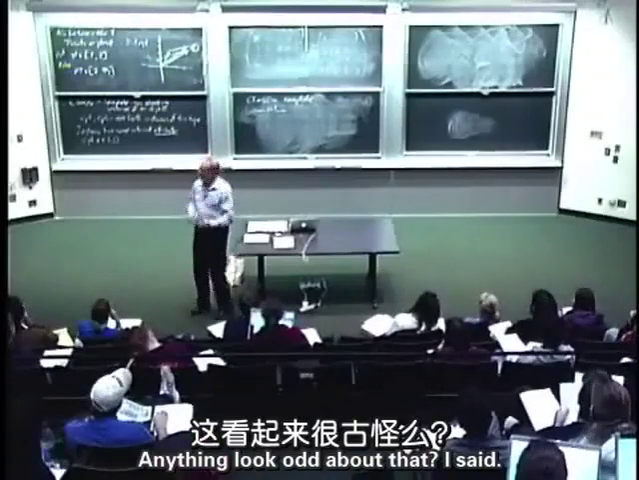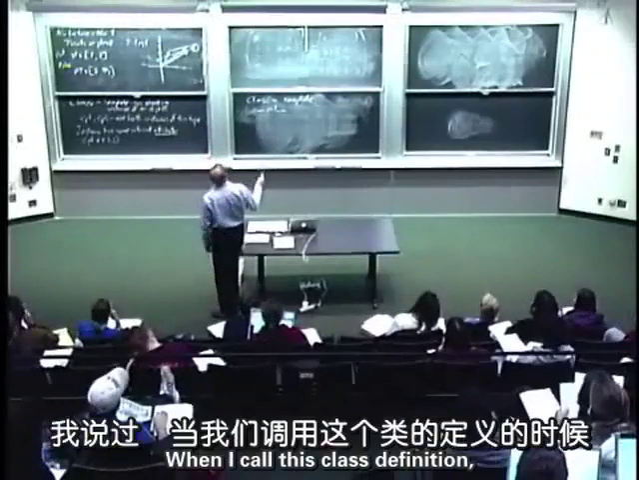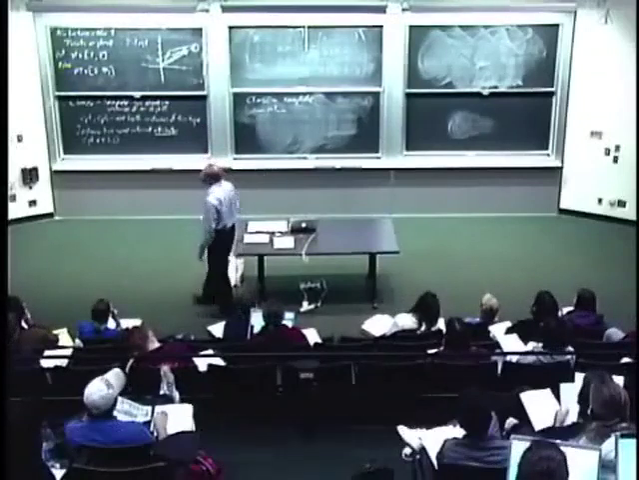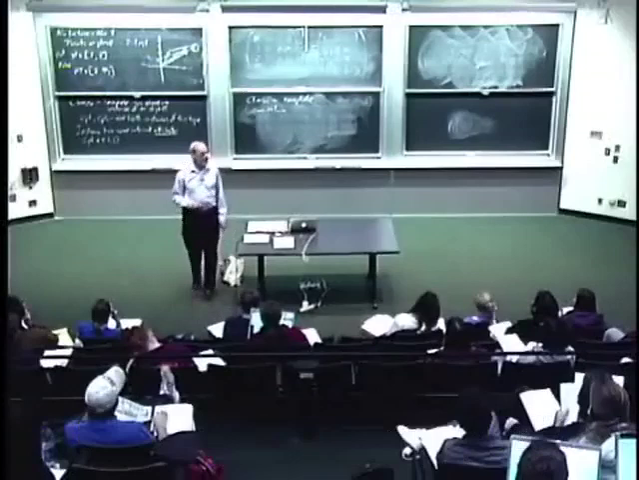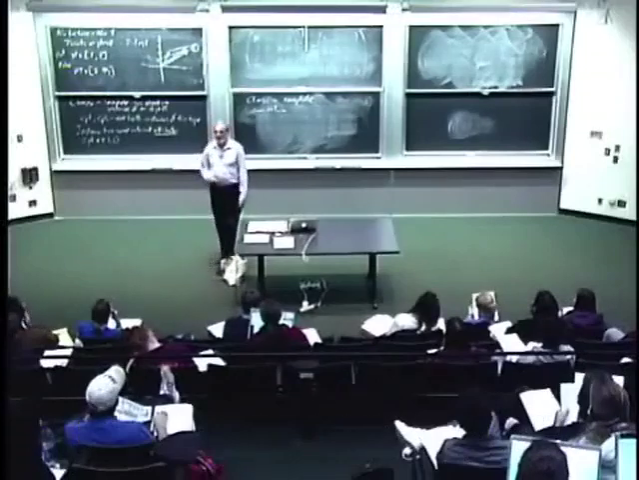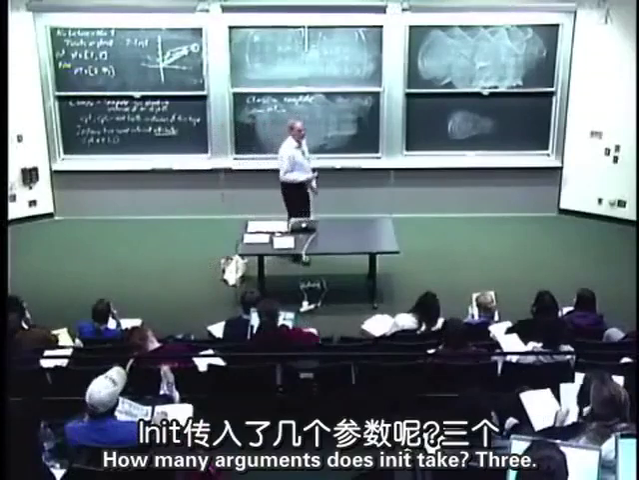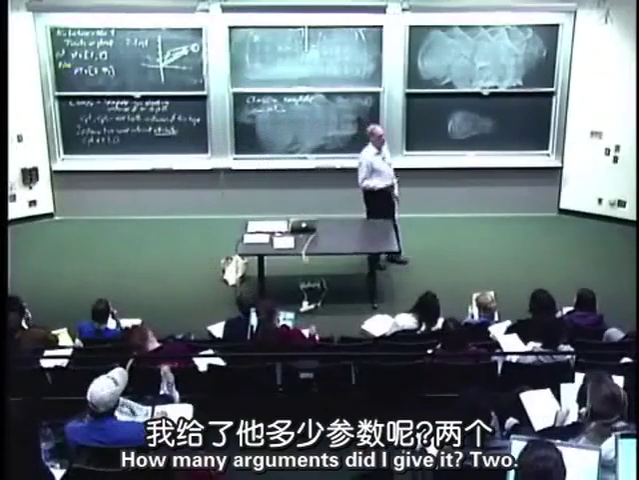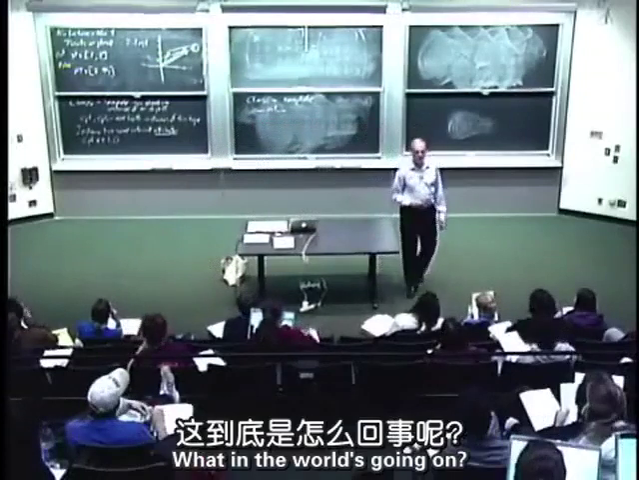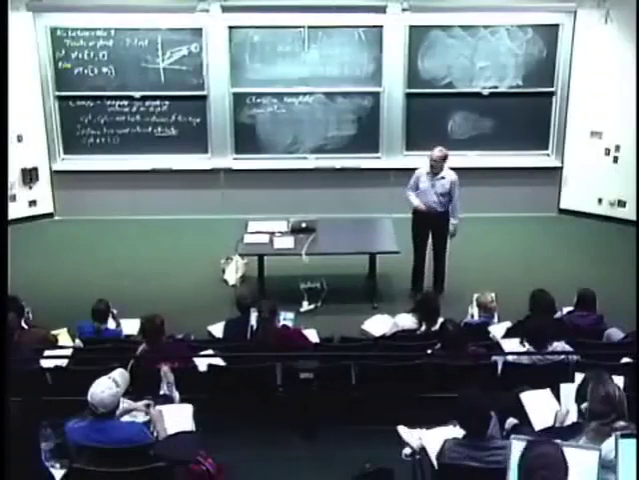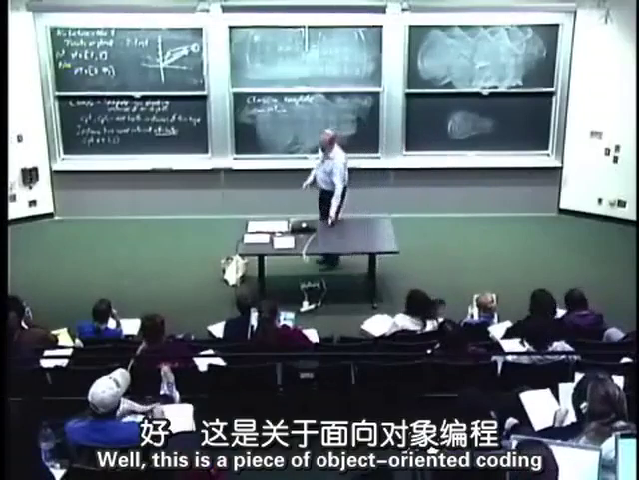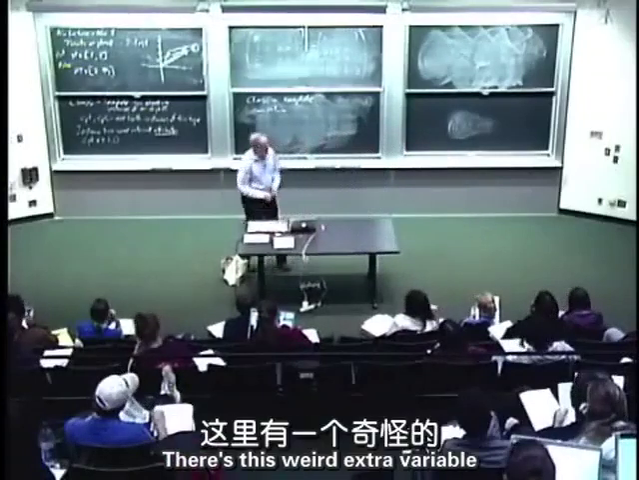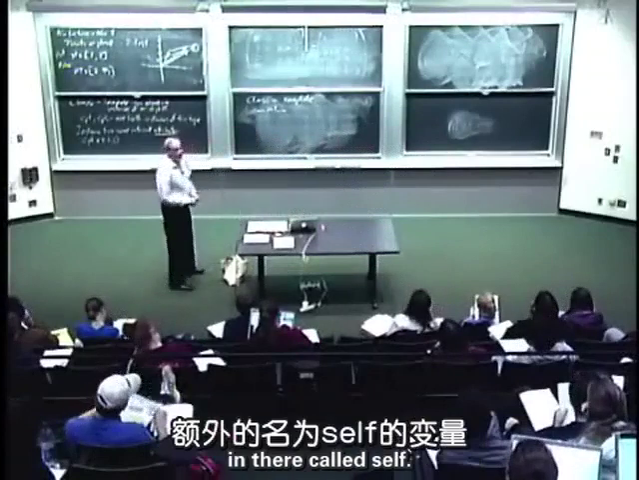Anything look odd about that? I said when I call this class definition, it calls init, and I give it an x and a y value. How many arguments does init take? 3. How many arguments did I give it? 2. What in the world's going on? Well, this is a piece of object-oriented encoding that we get to talk about a little bit. There's this weird extra variable in there called self.